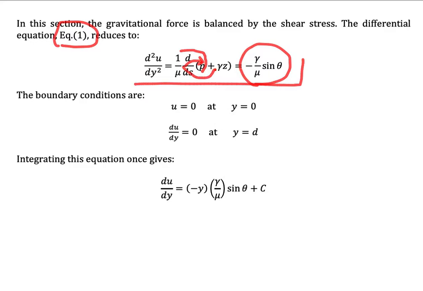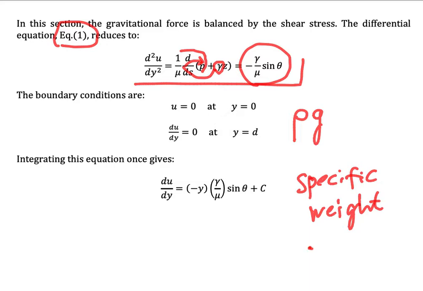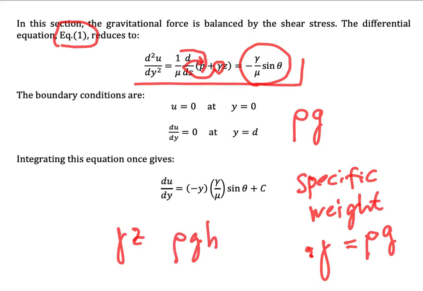They need to be multiplied with gamma Z. The gamma here means the multiplication of rho and g, which we call the specific weight. So this is gamma, equal to rho g. If you see here, gamma Z means rho, g, and h, where Z is the depth actually. So it shows the pressure according to the depth of the water.